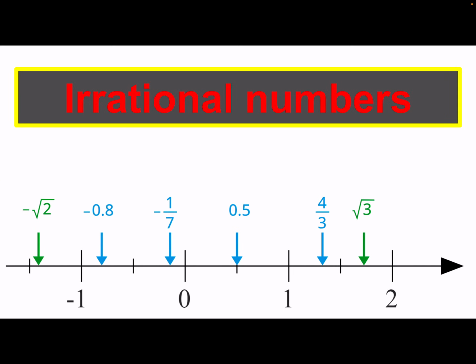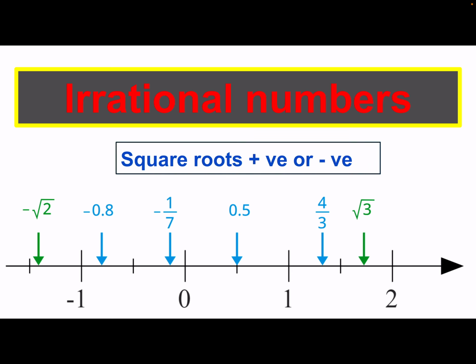And irrational numbers are square roots, both positive or negative. So minus square root of 2 and square root of 3.